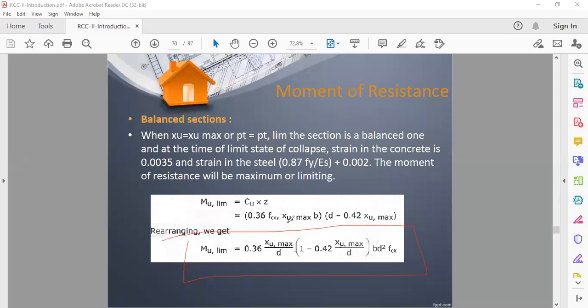So it depends upon Xu max by D ratio, width of the beam, effective depth of the beam, and grade of the concrete. So that is how the moment of resistance, or how that particular beam will behave under flexure or under bending, how much capacity that particular section has.